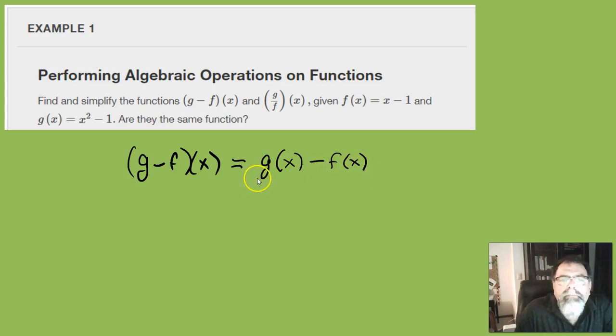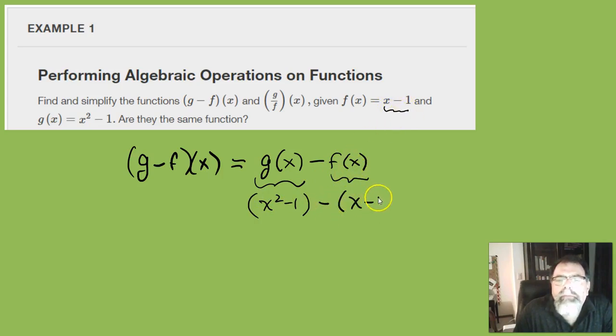And now we're simply going to substitute, well, by the function rule, g of x is equal to x squared minus 1. So we're going to put in the x squared minus 1 for the g of x. And then the f of x is x minus 1. So we're going to put in x minus 1. Now we're going to subtract these two output values, or expressions, I should say. So simplify it, basically. So distribute the negative.